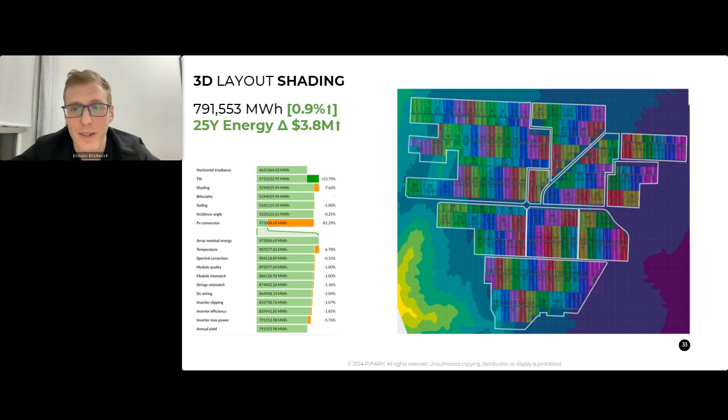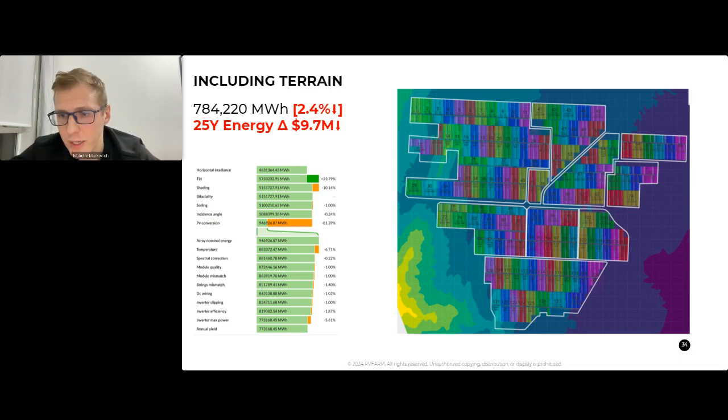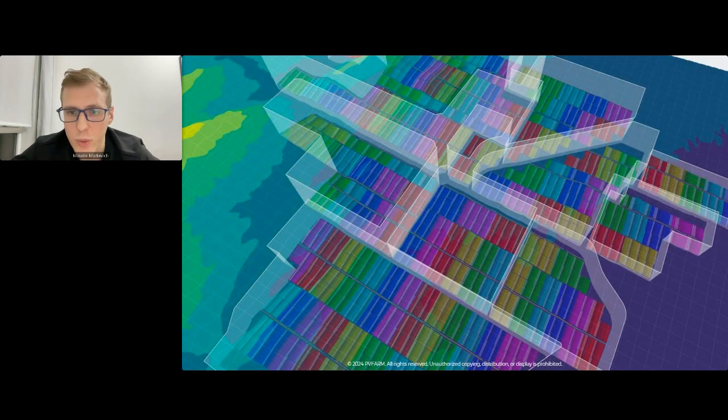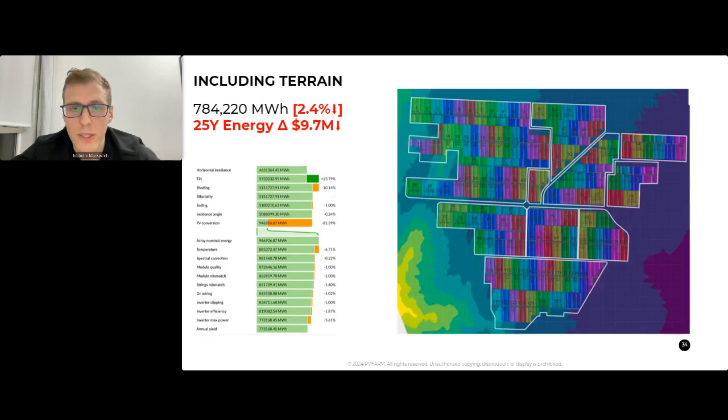But the next step would probably be the most important: we need to understand how much the terrain shades itself, because this was quite a challenging terrain. Let me just quickly jump to a slide to show you. We had this terrain, which has huge slopes here and here, and in general it's quite undulated. So if we go back to our situation here, by simply taking terrain shading into account, we lost 2.4%, which is around 10 million over the 25-year lifetime for this particular project.